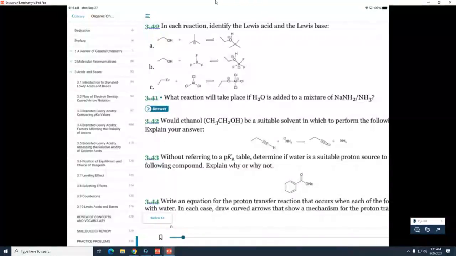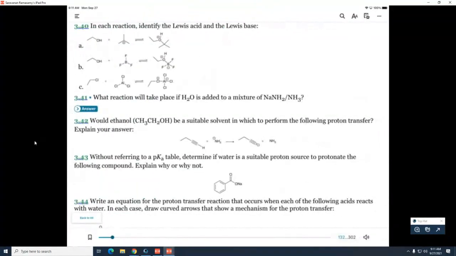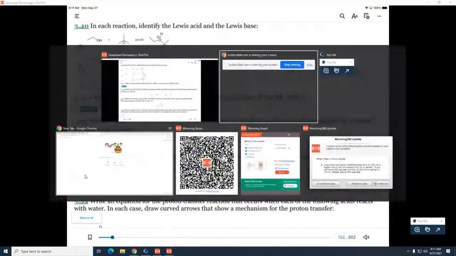Okay, now from that, we know this is a base, or a negatively charged molecule. Let me copy this down.